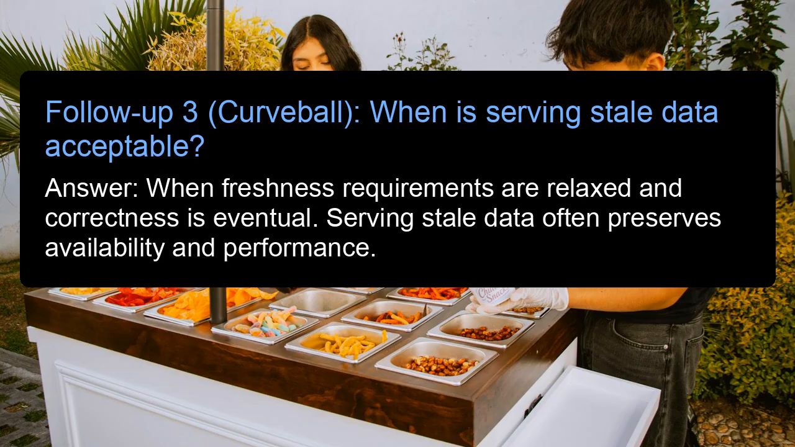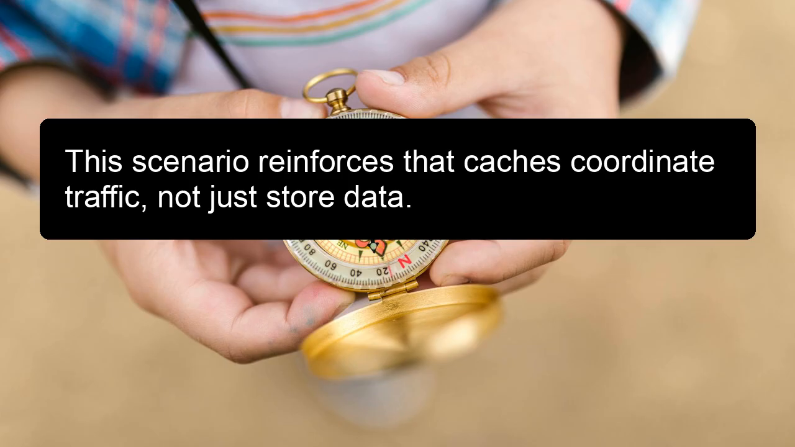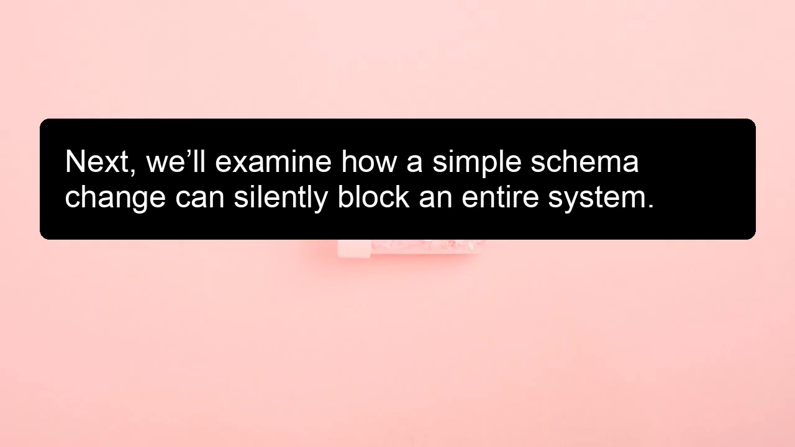Follow-up 3. Curveball. When is serving stale data acceptable? Answer: when freshness requirements are relaxed and correctness is eventual. Serving stale data often preserves availability and performance. This scenario reinforces that caches coordinate traffic, not just store data. Next, we'll examine how a simple schema change can silently block an entire system.